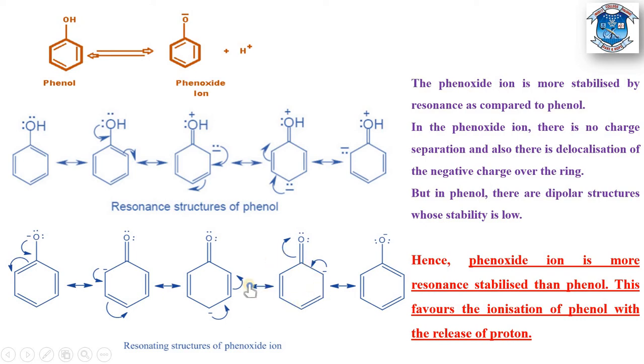Because in phenoxide ion there is no charge separation, but there is a delocalization of the charge over the ring. So the phenoxide ion is more resonance stabilized than phenol, and this favors the ionization of phenol with the release of proton to form phenoxide ion. And also, this kind of resonance stabilization found both in phenol and phenoxide ion is not possible in an alcohol or alkoxide ion due to the absence of pi bonds, and therefore phenols are more acidic than alcohols.